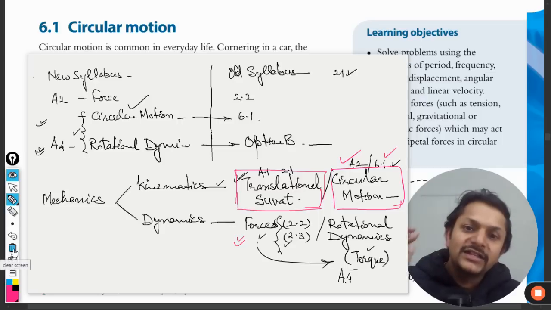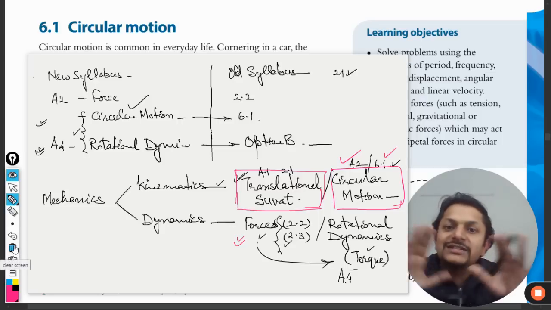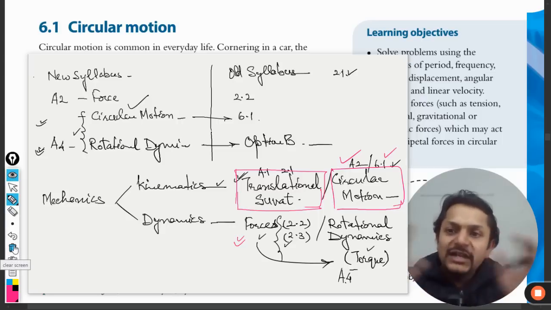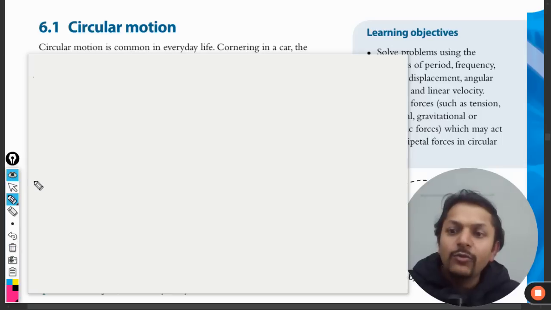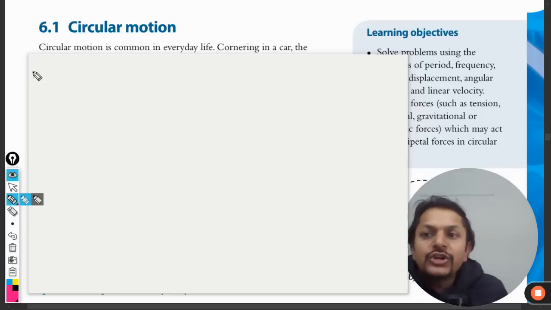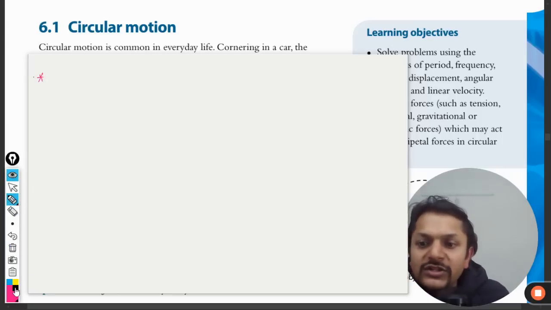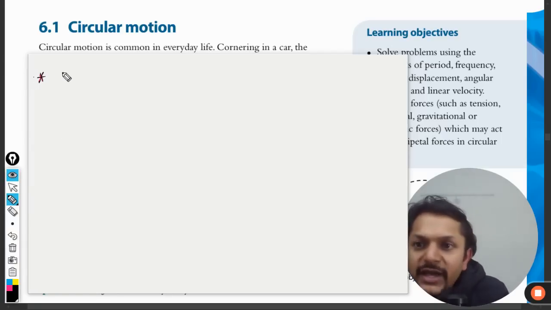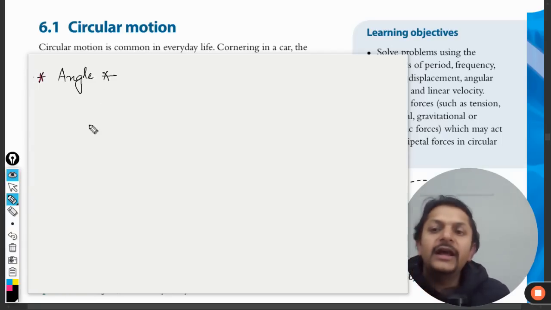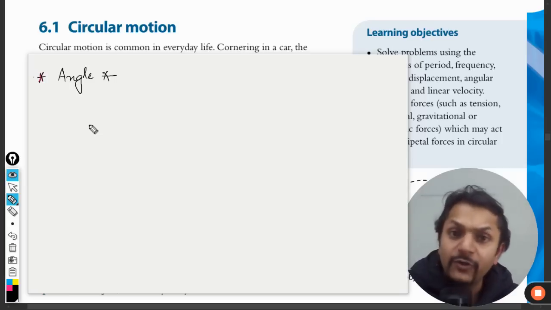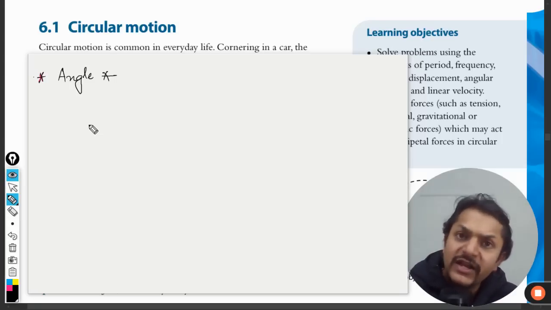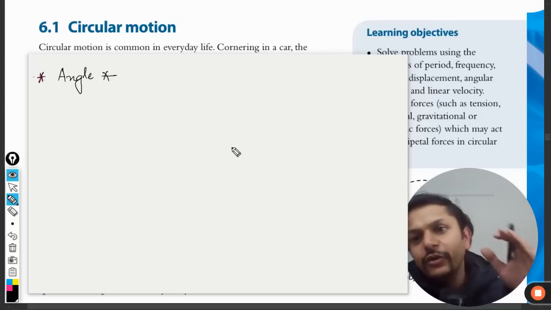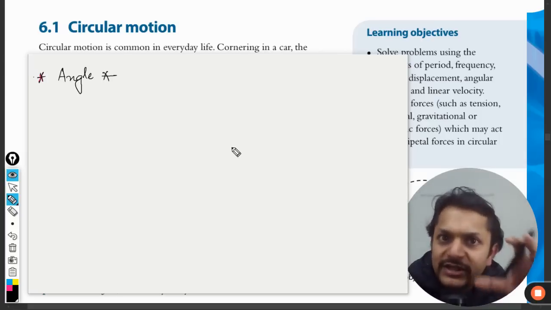You people can take a screenshot of this if you want to understand the mapping between the old syllabus and the new syllabus. Let us now move to circular motion. Before we go into circular motion, let us talk about angle first of all. What is an angle and how is it defined, what are the units, each and everything. It's very, very important. All the formulas of circular motion depend on the angle.